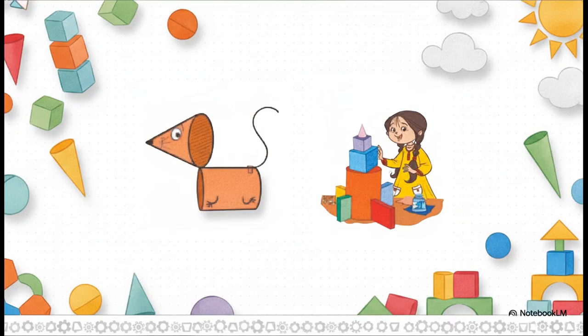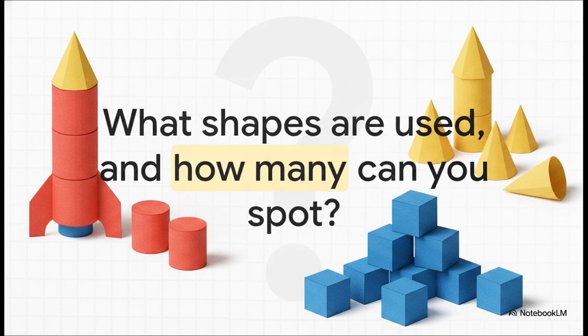The chapter is absolutely packed with these kinds of wonderful exercises. Take this comparison, a clever little mouse toy next to a girl named Jaya building a colorful block rocket. The book explicitly asks the students to identify what shapes are used in these toys and exactly how many of each there are. I'll pause for just a second here. See if you can mentally count them. How many red cylinders do you see making up that rocket's base? How many yellow cones are capping those towers? How many blue cubes are stacked up in there? Guess what? You're doing mathematical analysis right now.